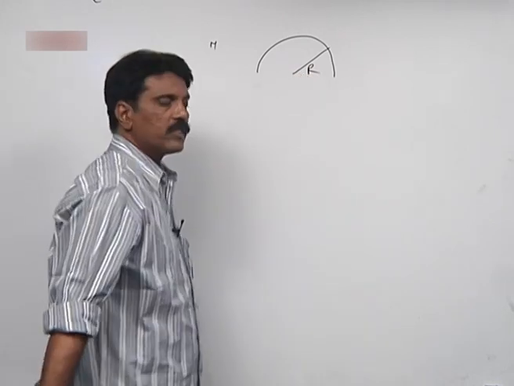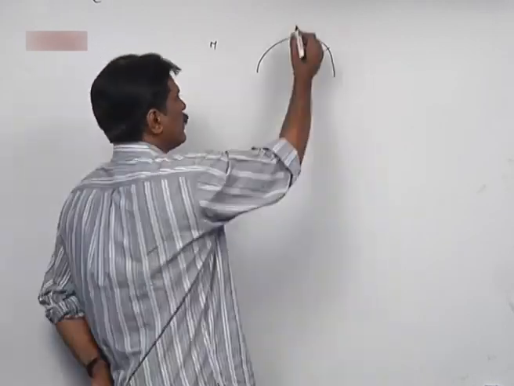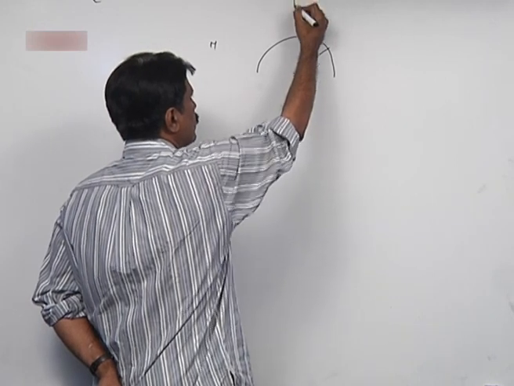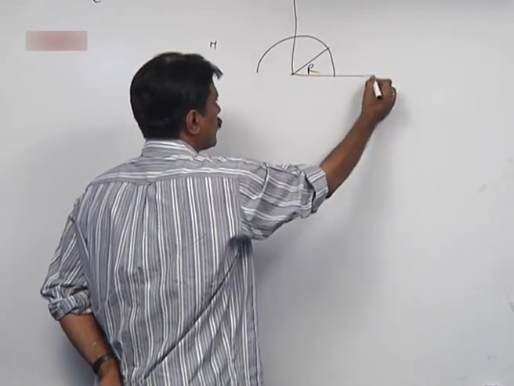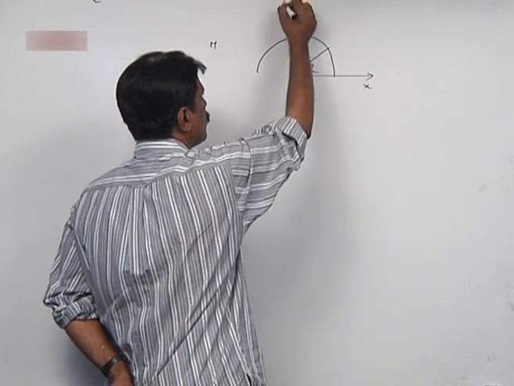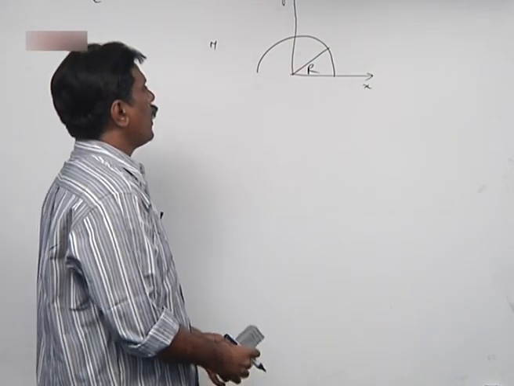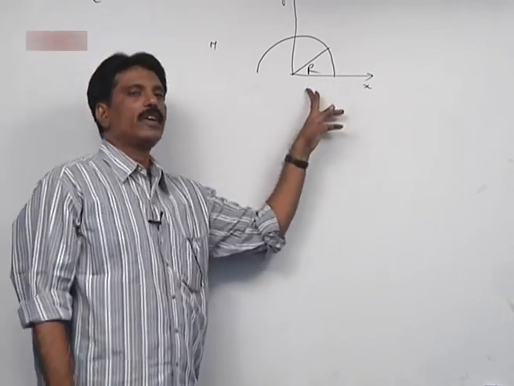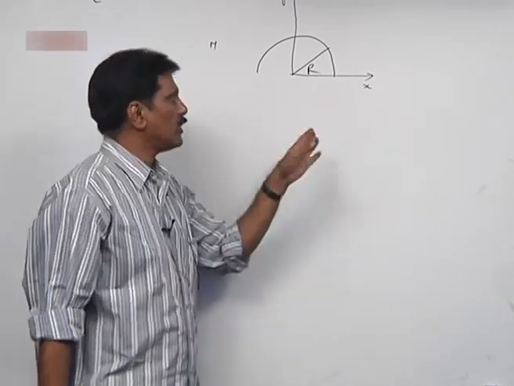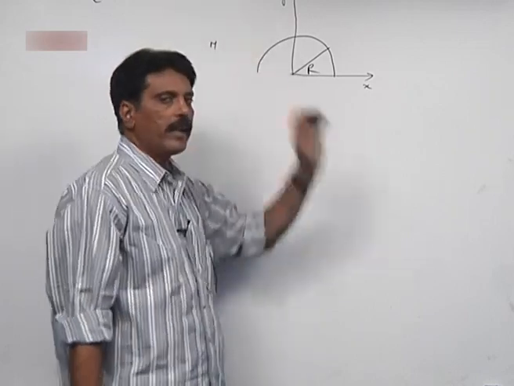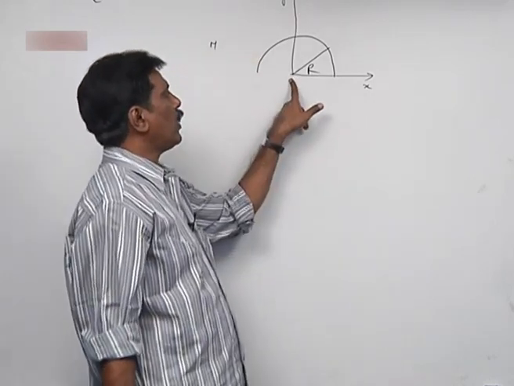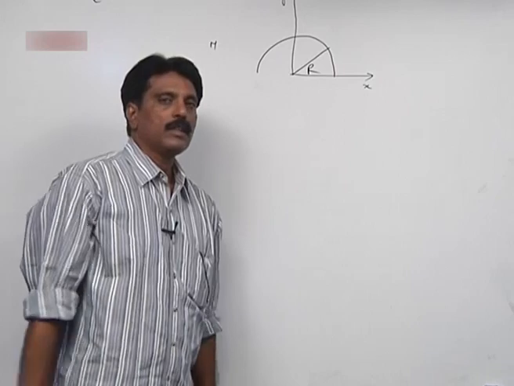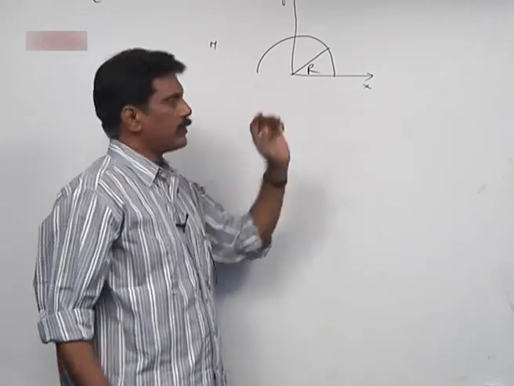For convenience, let us take this ring in the coordinate axes as shown here. So, you will have only a y coordinate for the center of mass, and the x coordinate automatically becomes 0, because the center of mass lies on the axis of the ring.